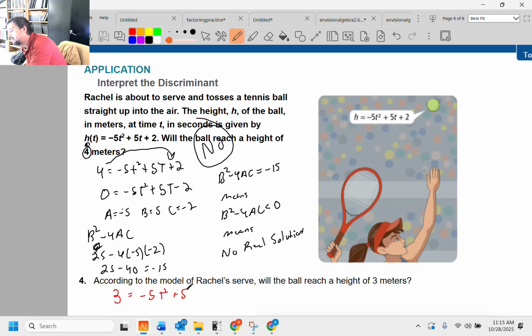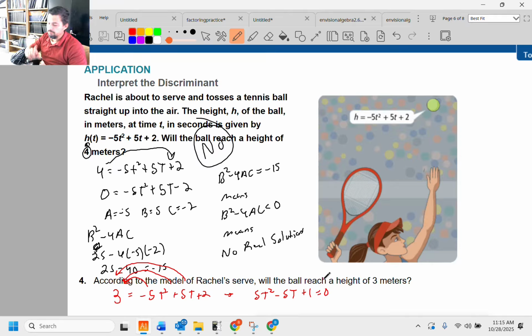And I really did not like that I shifted everything right on the last one. It bothers me. I like to keep my t-squareds positive, so I'm going to shift everything left on this one. So that's going to give me positive 5t squared on the left, minus 5t, 3 minus 2, last I checked was 1. And I've got the 0 on the right-hand side now. A is 5, B is negative 5, C is 1.